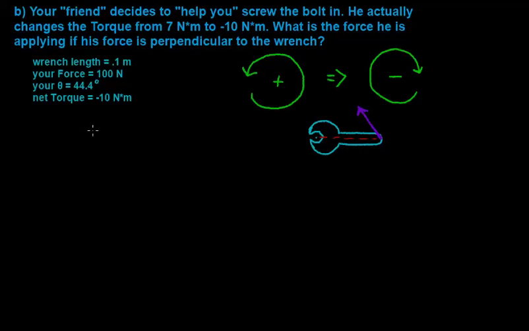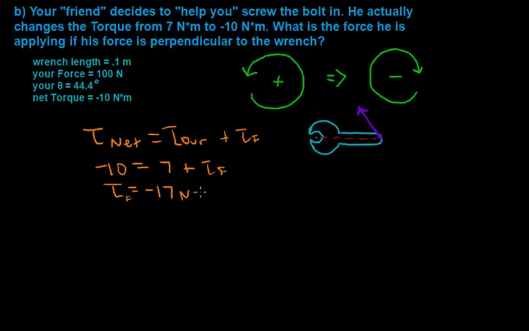And, well, that's just really simple to calculate. Our net torque is equal to our torque plus our friend's torque, so negative 10 will just equal our torque plus his torque. And so his torque has to equal negative 17 Newton meters. So our friend is applying this huge amount of negative torque compared to our measly little 7 Newton meters. And we just want to represent his force on our wrench.